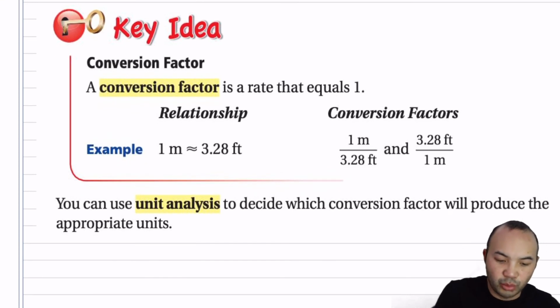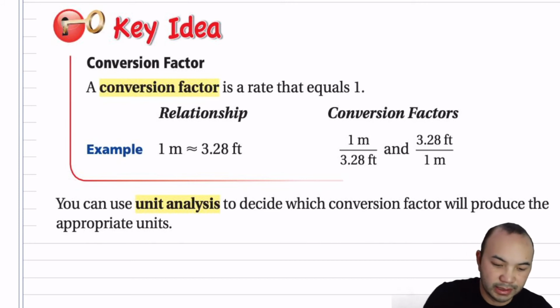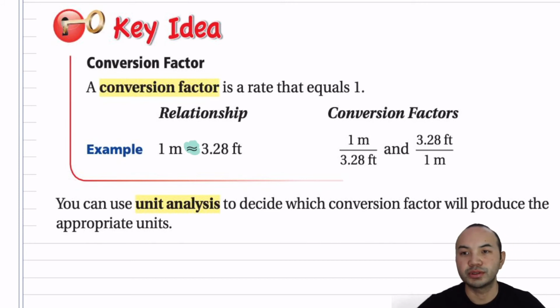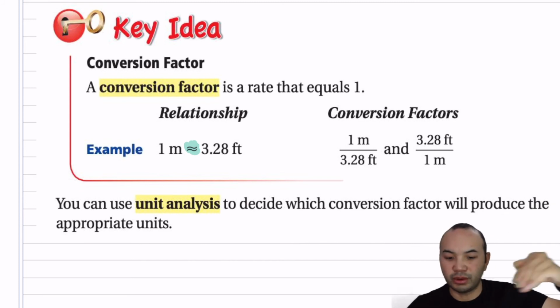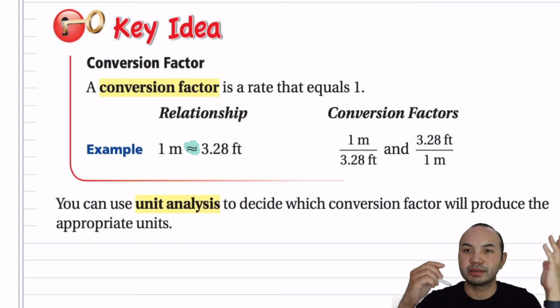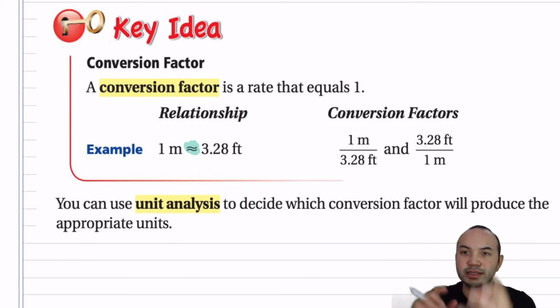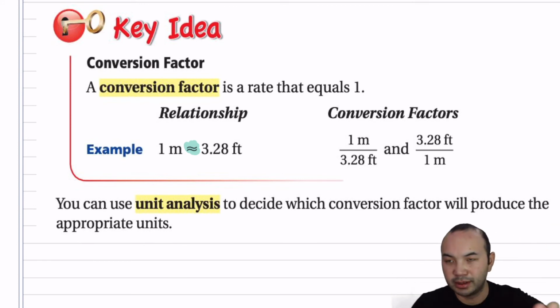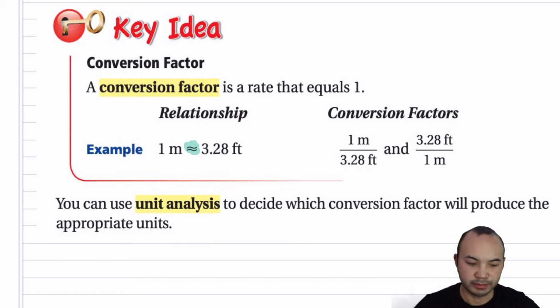For an example, 1 meter is approximately 3.28 feet. So I can make that into a fraction, 1 meter over 3.28 feet, or 3.28 feet over 1 meter. It doesn't matter because those both equal 1. It just depends which fraction you use to convert your measurement. And then here it says you can use unit analysis.